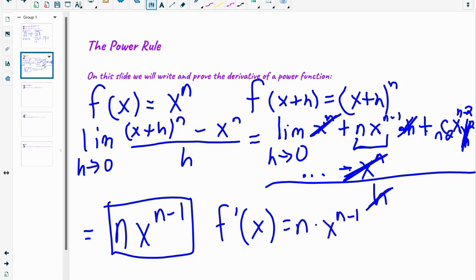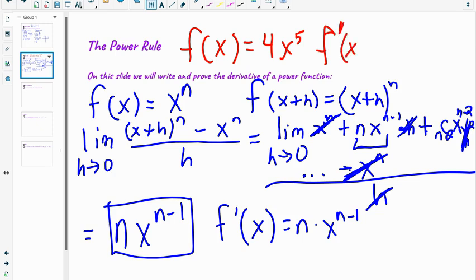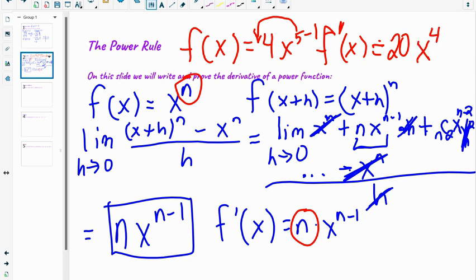Now, that may seem insignificant because it's just a bunch of algebraic mumbo jumbo at this moment, but let's look at a real quick example. Say my function is 4x to the 5th. What I'm doing for my derivative is I'm bringing the constant down front as a multiple. That's what happened here. The n got brought down as a multiple. So now I'm doing 4 times 5. Well, that's just 20. And then I'm subtracting 1 off my exponent. So that becomes 4. And that's what's happening here.